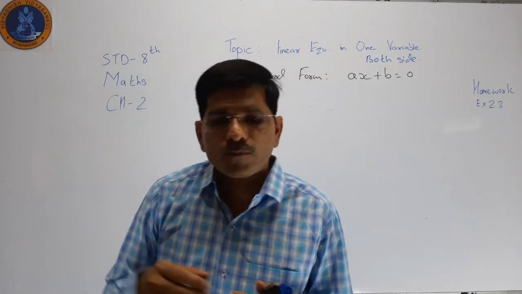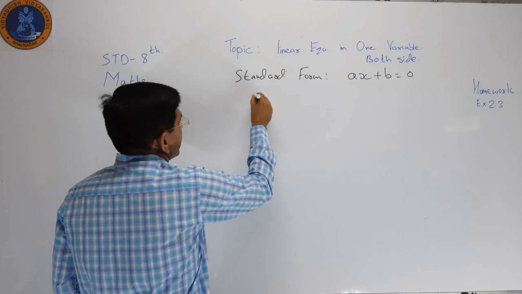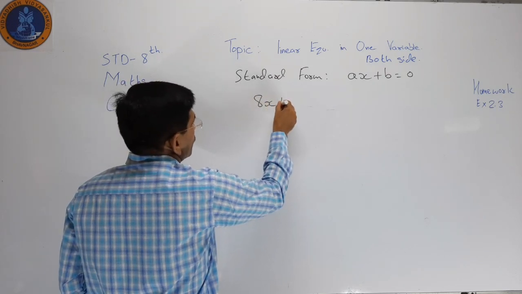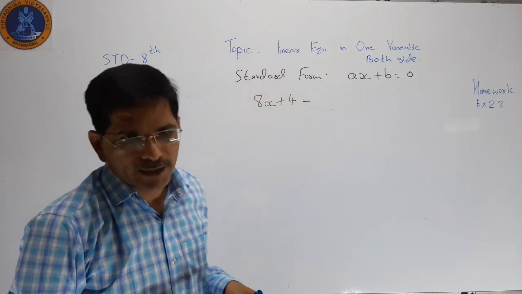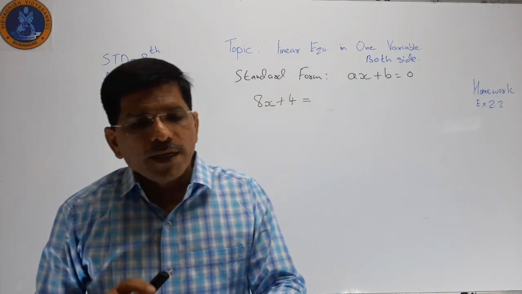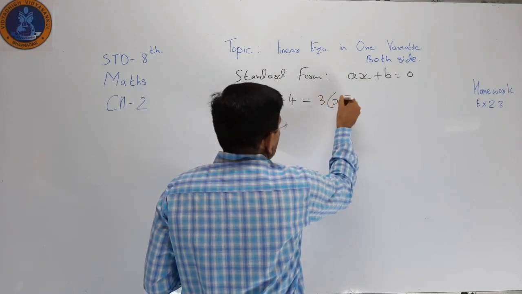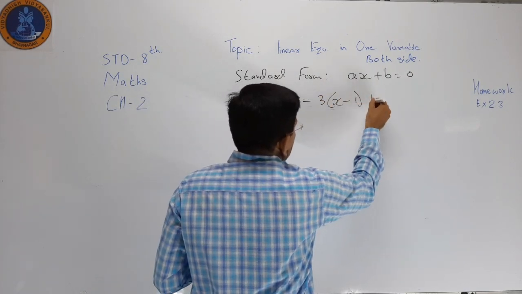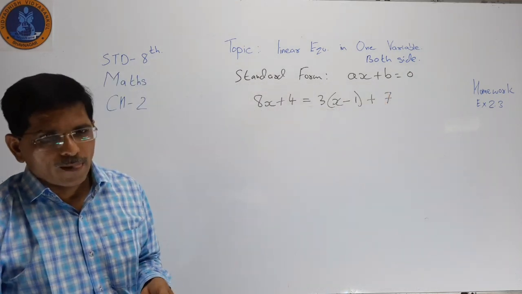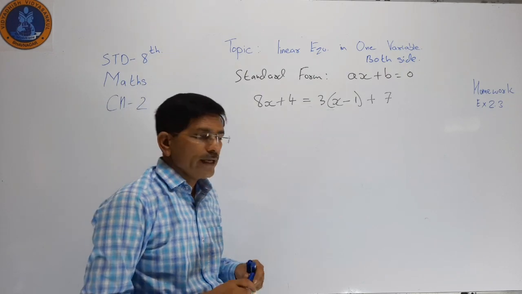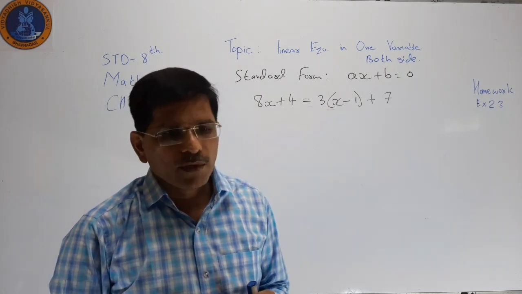The question is 8x plus 4 is equal to 3 in bracket x minus 1 plus 7. 3 times x minus 1, plus 7. 8x plus 4 is equal to 3 in bracket x minus 1 plus 7. So that is question number 6.